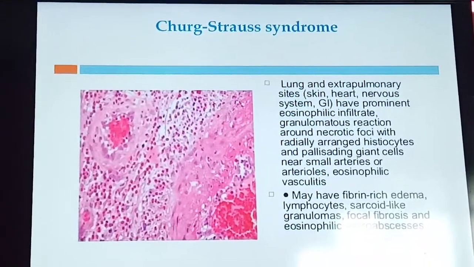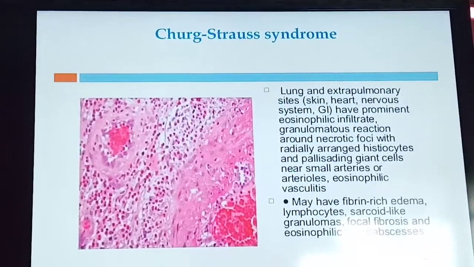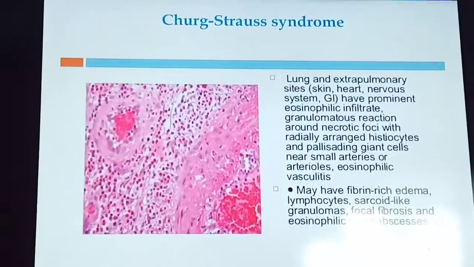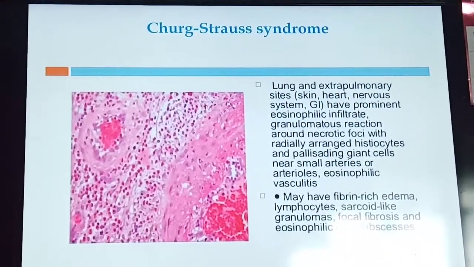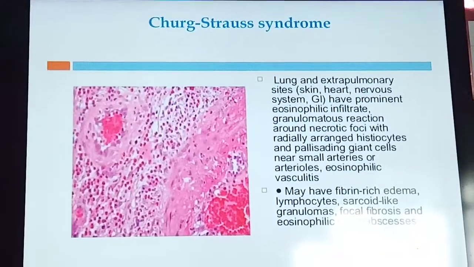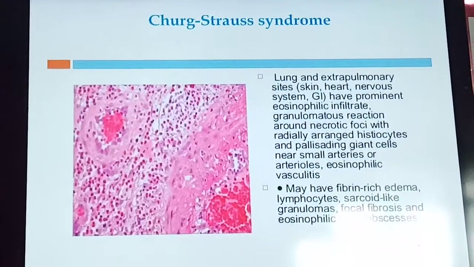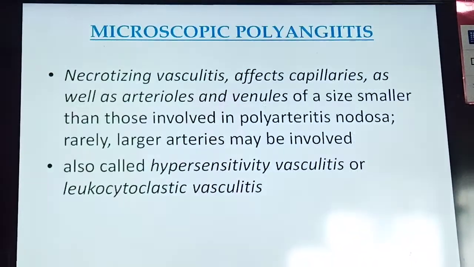So in the diagram, there are small vessels and different patches of eosinophilic infiltrates that may have fibrinoid edema, lymphocytes and sarcoid-like granuloma. Focal fibrosis and eosinophilic microabscess formation may occur. So these are the histopathological pictures of Churg-Strauss syndrome.